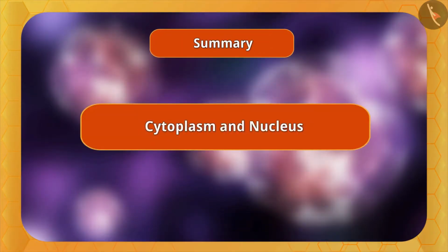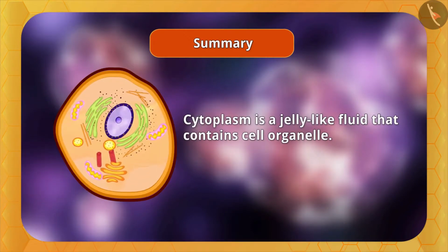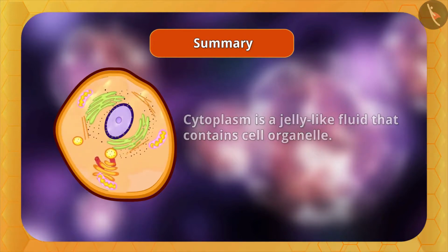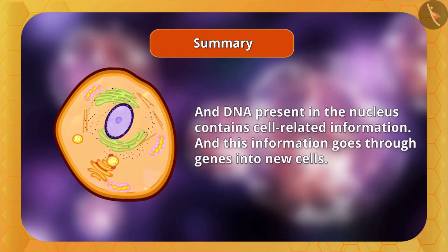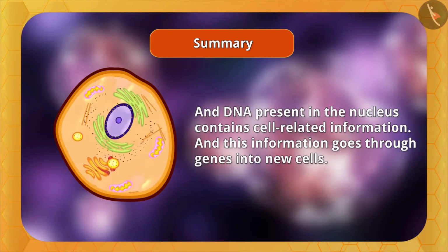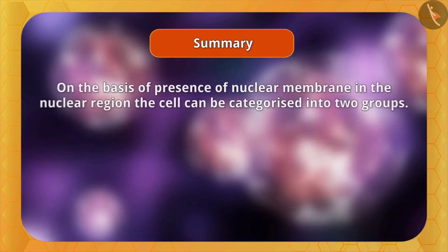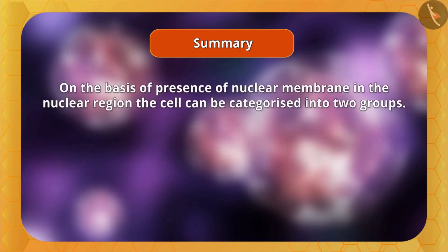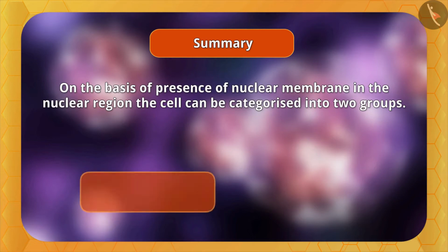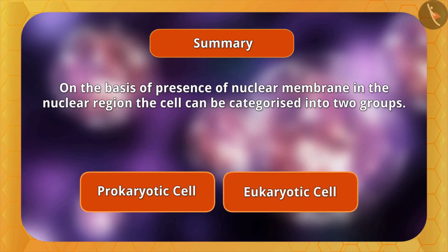Summary. So friends, we learned about cytoplasm and nucleus in this video. Cytoplasm is a jelly-like fluid that contains cell organelles, and DNA present in the nucleus contains cell-related information, and this information goes through genes into new cells. On the basis of presence of nuclear membrane in the nuclear region, the cell can be categorized into two groups, prokaryotic cell and eukaryotic cell. Next, we will learn about cell organelles.